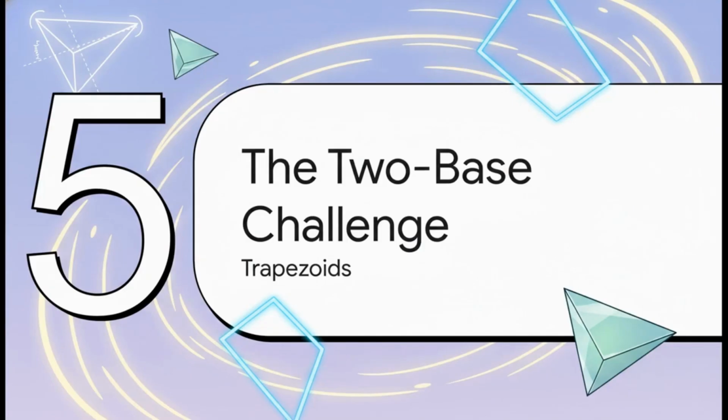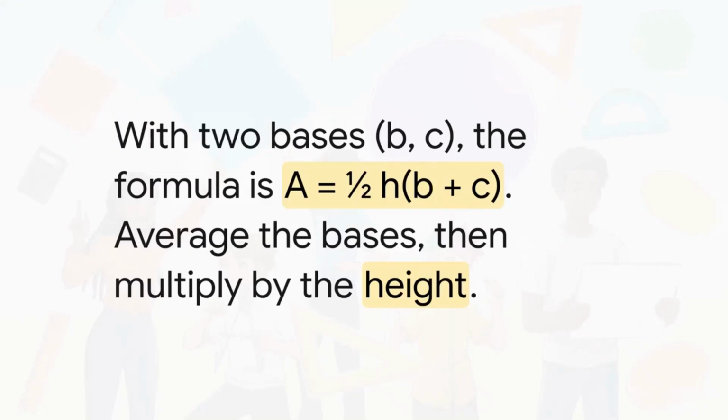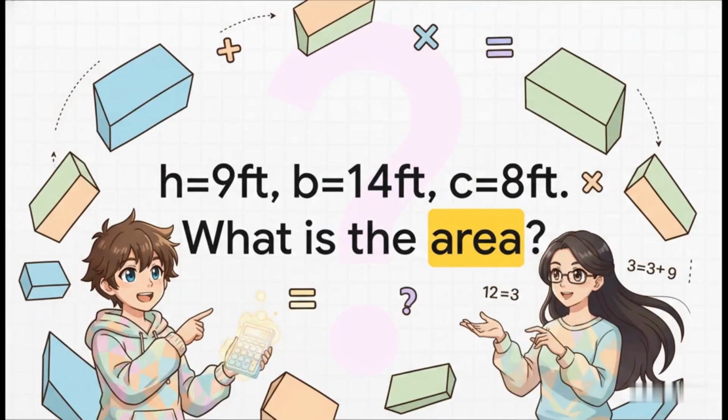And here we are at our final section, the 2-base challenge of the trapezoid. This is the last shape we're going to add to our geometry toolkit for today. Now, I know what you're thinking. This formula looks a little more complicated, but the idea behind it is actually pretty cool. A trapezoid has 2 parallel bases, which we're calling B and C here. All the formula is really telling us to do is find the average of those 2 bases first and then multiply by the height.